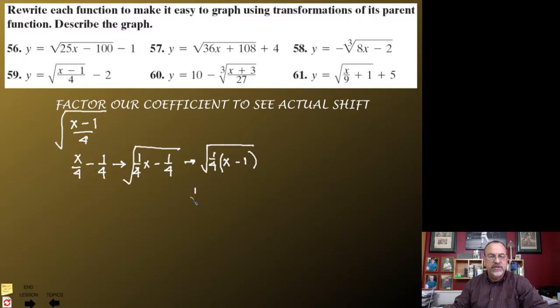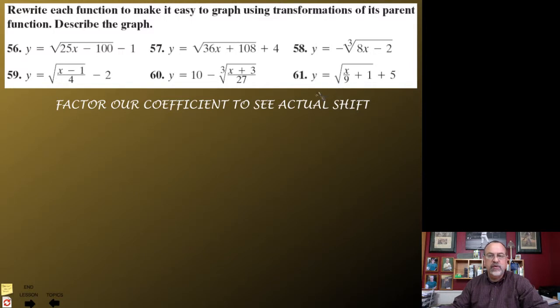I can then take the square root of that if I wanted to go further. So 1/2 x minus 1. So now again, once this coefficient is a 1, I can see that the shift of this is actually a shift to the right 1. Okay, one more example. Look at number 61 here, real quick.